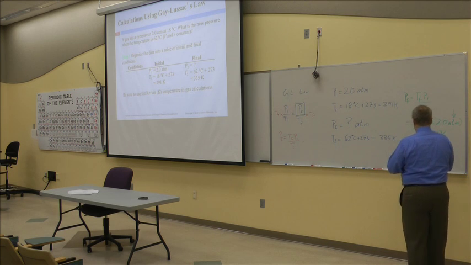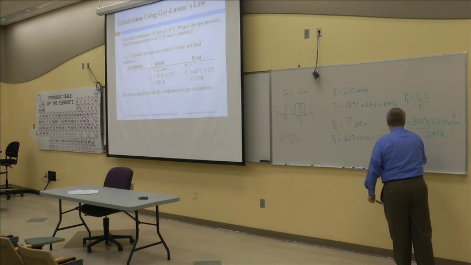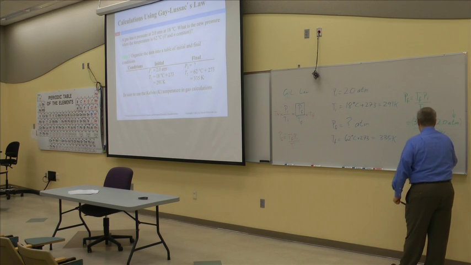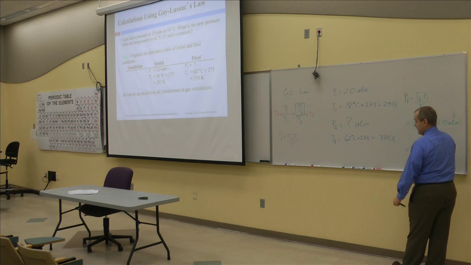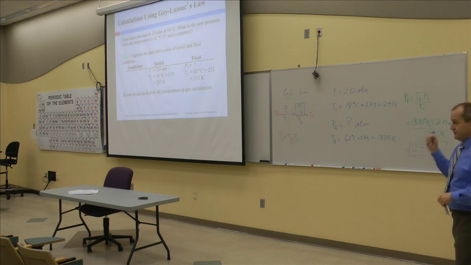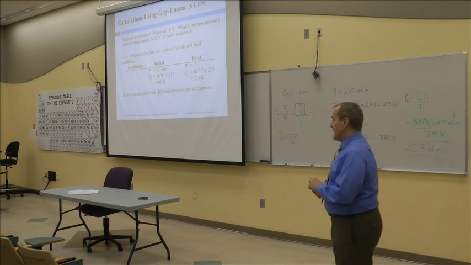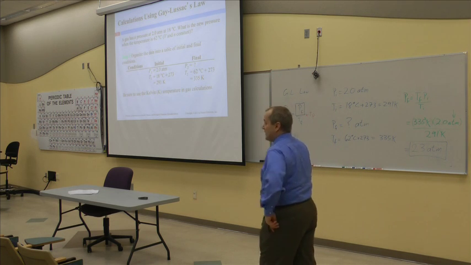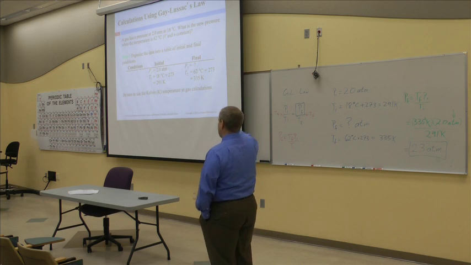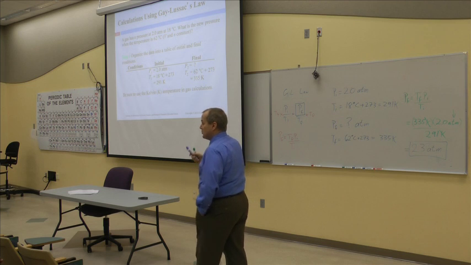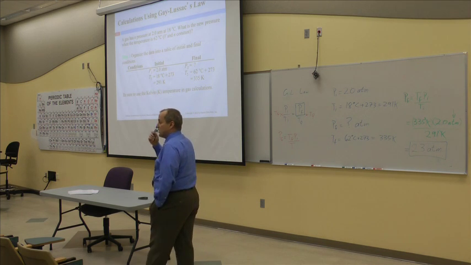335 multiplied by 2 divided by 291 is? 2.3. 2.3 is good. 2.4 or 2.3? 2.3. Good enough for me. That's the answer. Now does that look just like Charles's law? Yay. All right. That's it for me in chapter 6. However, you are responsible for the entire chapter, so please read it. It doesn't get any harder than this. But read the whole chapter. Make sure you can do the combined gas law questions too.